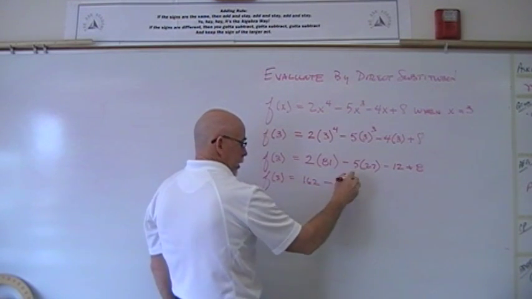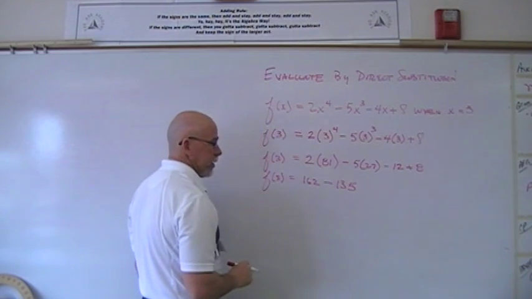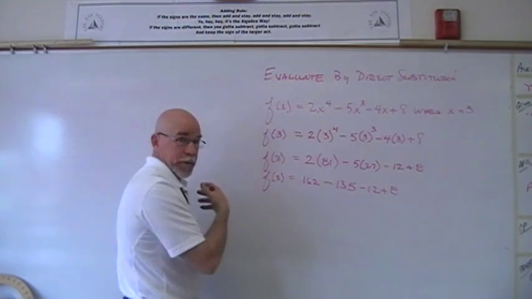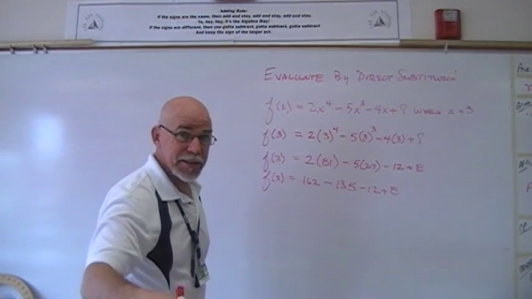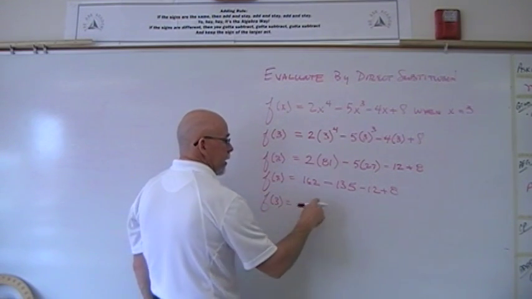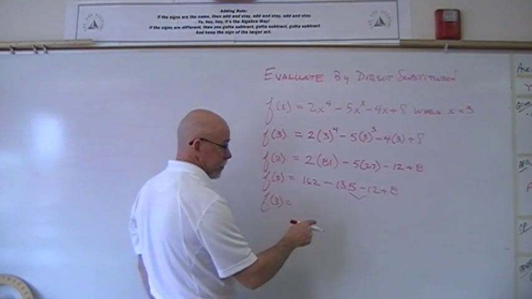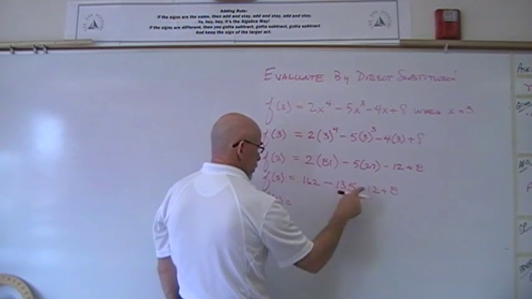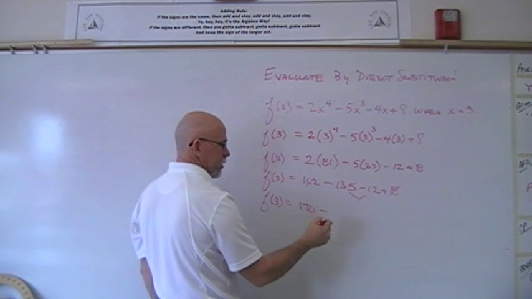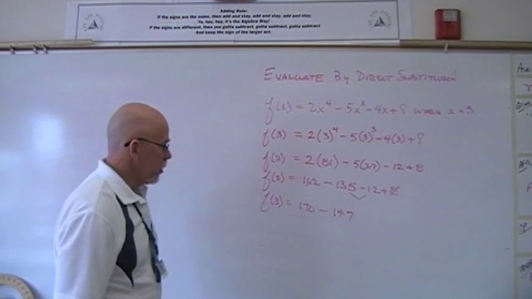162, 35 carry the 3, 135, and then that's negative, and then we've got the negative 12 and the positive 8. Now I've gotten all the multiplication done. I just go to the last thing in PEMDAS, adding and subtracting, and we say that the function of 3 is going to be, I'm going to add the like terms together, the terms that have the same sign together, so I'm going to get 170 when I add those, and I get negative, what is that, 147, if I added those right.